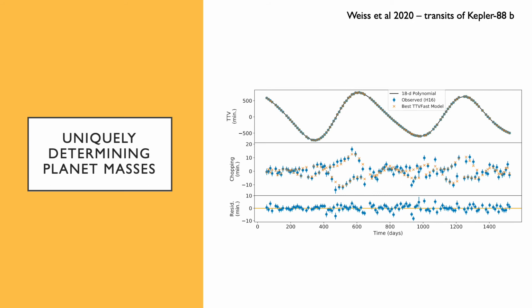In the middle panel of this plot, you can see what happens if you subtract that fitted polynomial. What you're left with is actually the chopping signal itself. The blue is the observed data. The orange is the best model from TTVFast, which is the code based on Kat Deck and Eric Agol's 2014 and 2015 papers on the chopping effect. And this allows you to uniquely recover the masses of the planets involved in this planet-planet interaction. You can only do this because the TTV amplitude is so large, which makes the chopping amplitude detectable. But you can see that the chopping model does a really good job at reproducing the signal left over once you subtract the overall polynomial.